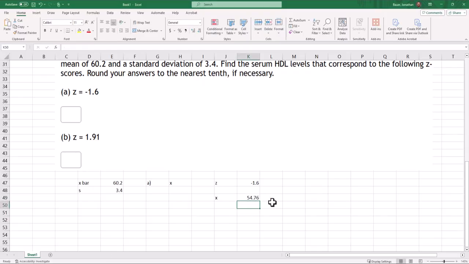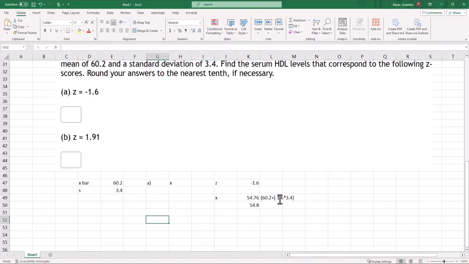So here we go. Now, that was going to be X bar, to stick with the formula here, plus negative 1.6 times 3.4. That's what we actually did in a little different order. And we got this. It says to the nearest tenth, so this would be 54.8. And notice that is left of our 60.2.